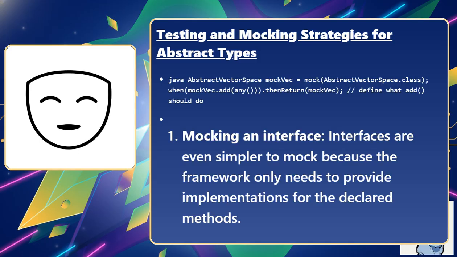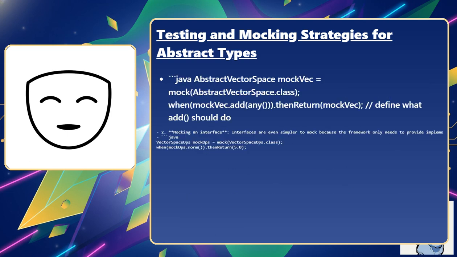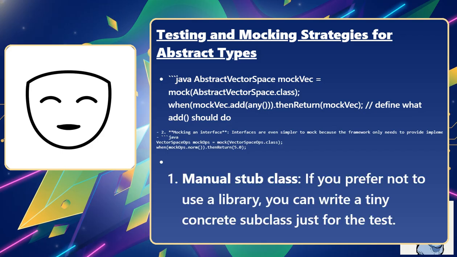Mocking an interface. Interfaces are even simpler to mock because the framework only needs to provide implementations for the declared methods. VectorSpaceOps mockOps = mock(VectorSpaceOps.class); when(mockOps.norm()).thenReturn(5.0). Manual stub class.